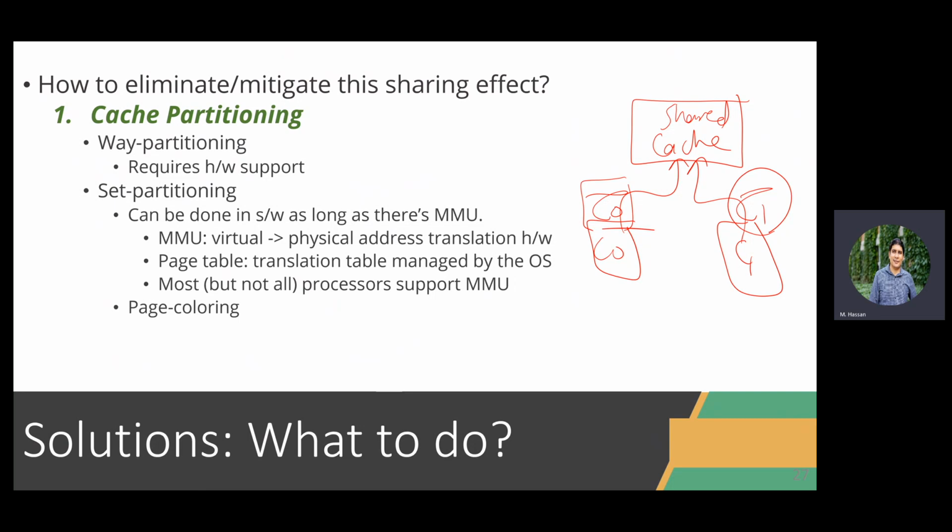What you can do is say, I'm going to partition my cache into different partitions. So for task one, I'm going to take that partition. Let's use different colors. So if this is task one, I'm going to take half of the cache for me. Task zero cannot access it, right? On the other hand, task zero will take the other half.